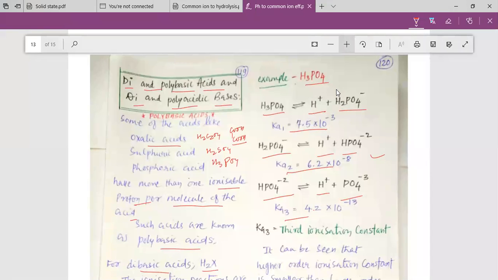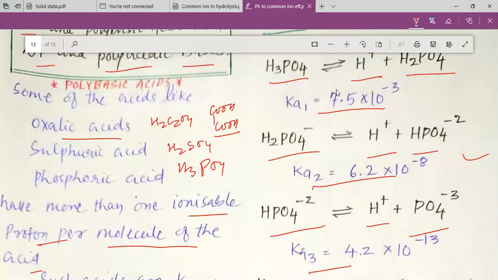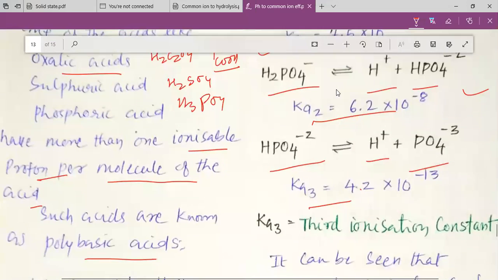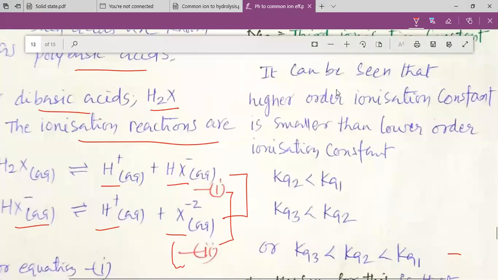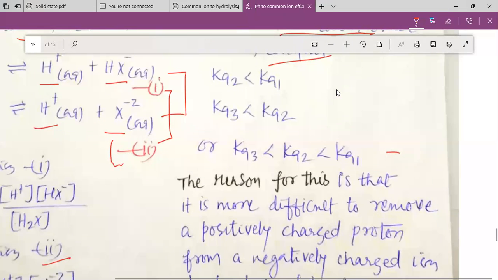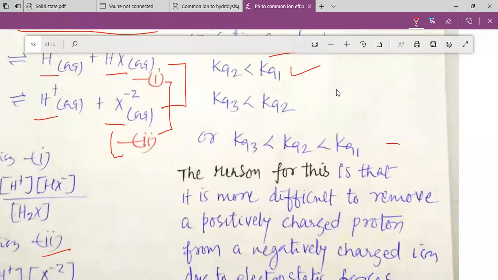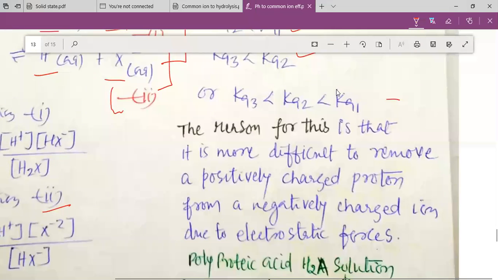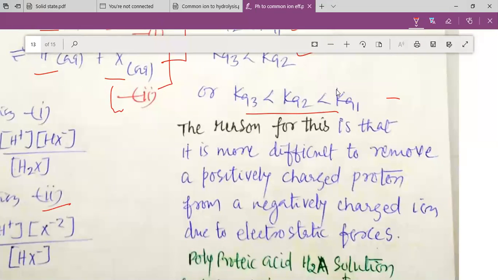You can understand it very easily. So that is what we want to discuss next, that it can be seen that higher order ionization constant is smaller than the lower order ionization constant. So we can say that K2 is less than K1, K3 is less than K2, or we can say that the value of K1 is greater than K2 is greater than K3. Now what is the reason for this?